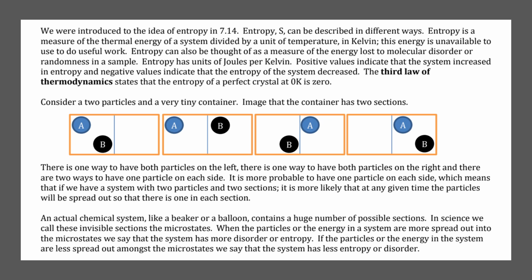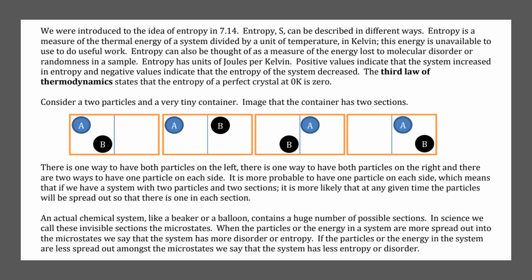So let's look at these two particles in a very tiny container. Imagine that the container has two sections. There is one way to have both particles on the left, there is one way to have both on the right, and there are two ways where you can have one particle on each side. It is more probable to have one particle on each side, which means that if we have a system with two particles in two sections, most likely at any given time the particles are going to be spread out.